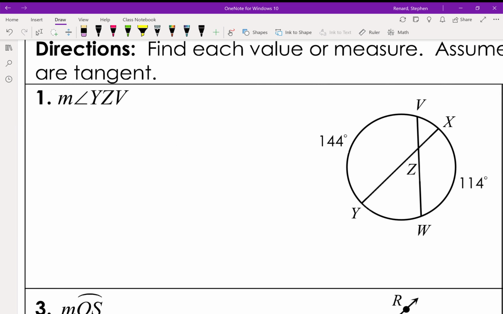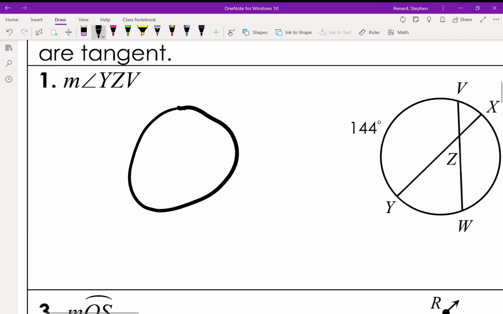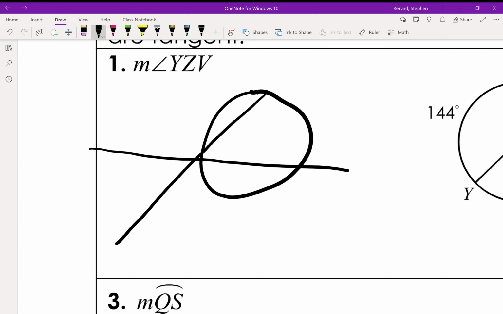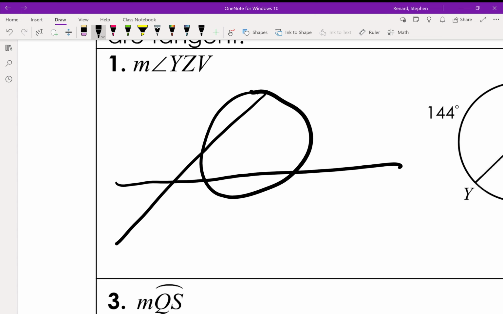Then finally, we have a third option, which is when they meet outside the circle.